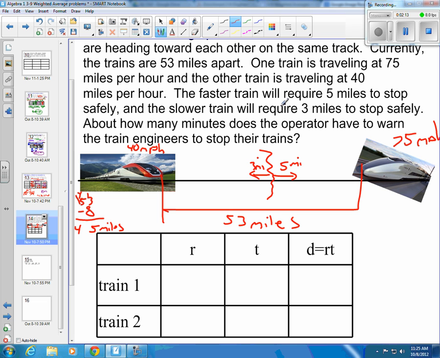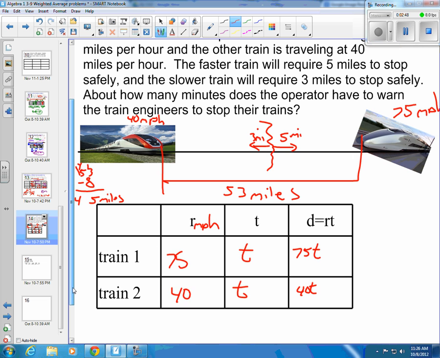So let's start filling our information into our table. Again, all these distance, rate, time problems, I always have a distance, rate, time table going. So one train is traveling at 75 miles an hour. 75 miles per hour is a rate, 75, and we're at miles per hour. And the other train is traveling at 40 miles per hour. They are both traveling for the same amount of time. And so the distance of train 1 would be 75 times t, and the distance for train 2 would be 40 times t.